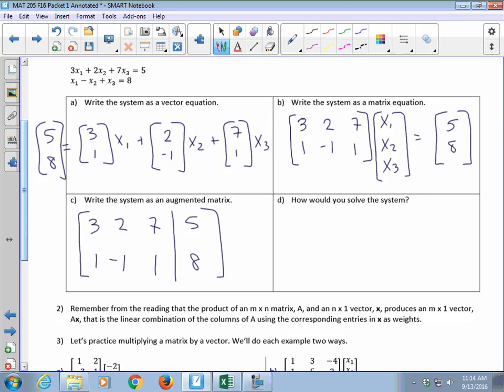All are giving you the same information. And then how would you solve it? Yeah, use the augmented matrix and row reduce.